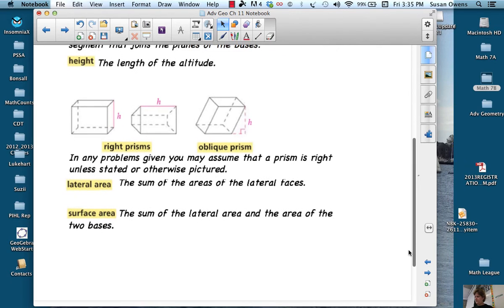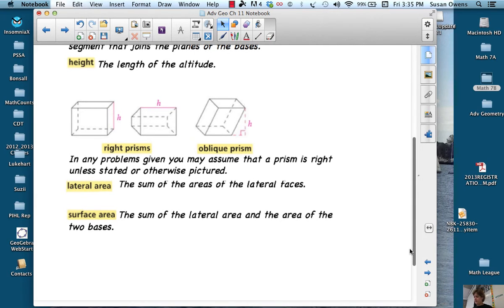We have a couple different types of prisms that we're going to look at. One is called a right prism, in which the lateral edges are perpendicular to the base. So even though in this one the base is turned on its side, you notice that the base is perpendicular to the lateral edges. So it is a right prism. And the other one, in which the lateral edges are not perpendicular to the base, is called oblique.